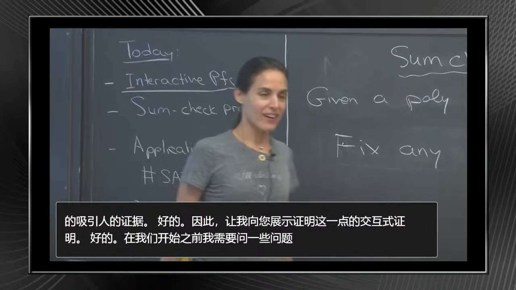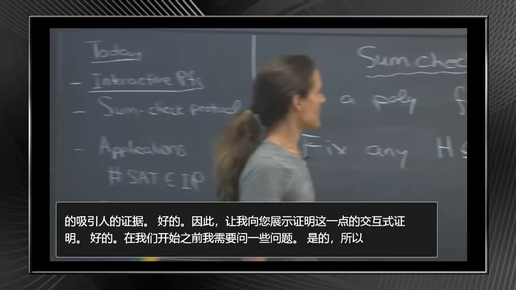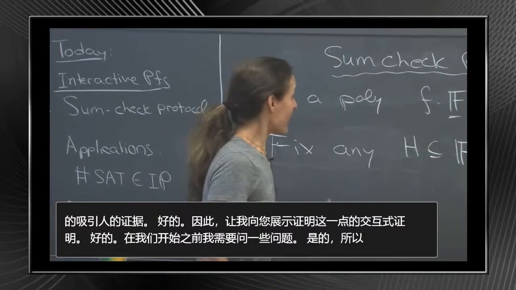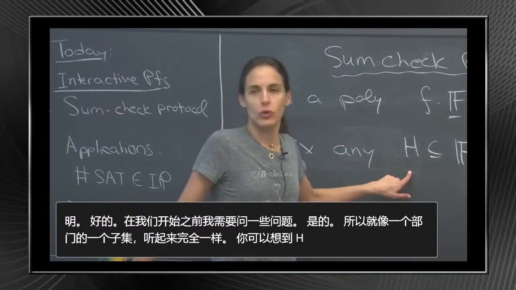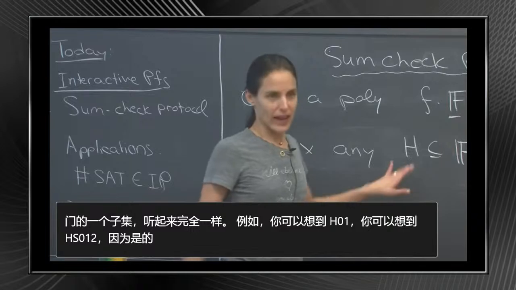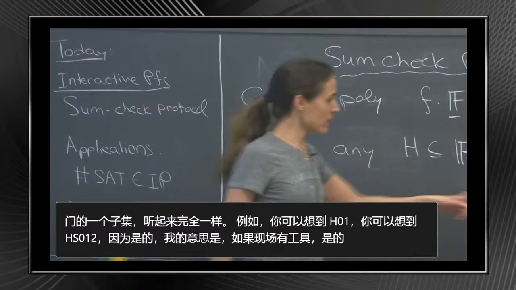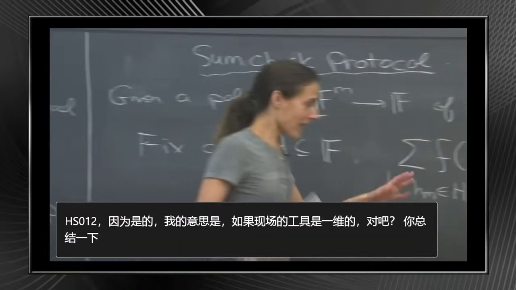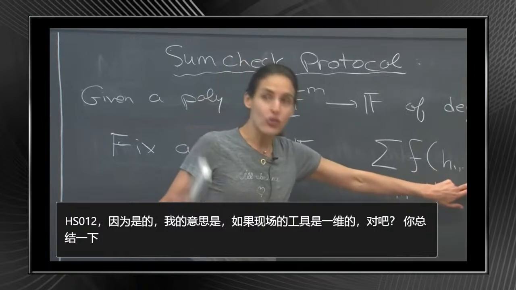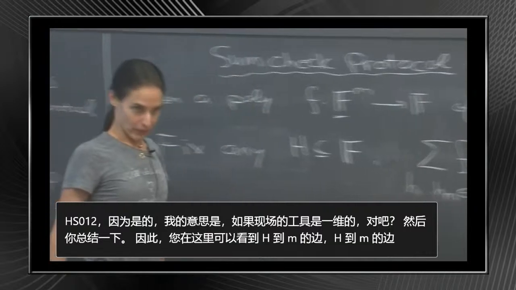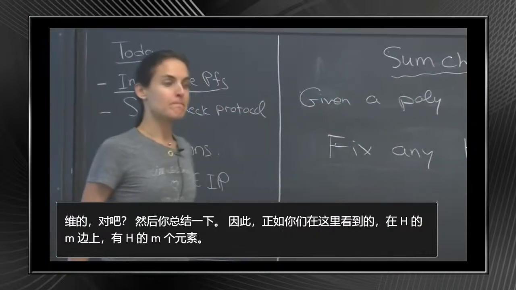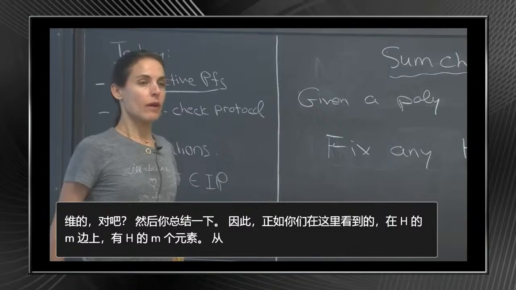Yeah? Just to clarify, H is a subset of one-dimensional... Exactly. You can think of H as {0,1}, for example, or {0,1,2}, if 2 is in the field. It's a one-dimensional thing, and you sum over H^m, which has |H|^m elements. Any of the h's can be equal, they don't have to be distinct.